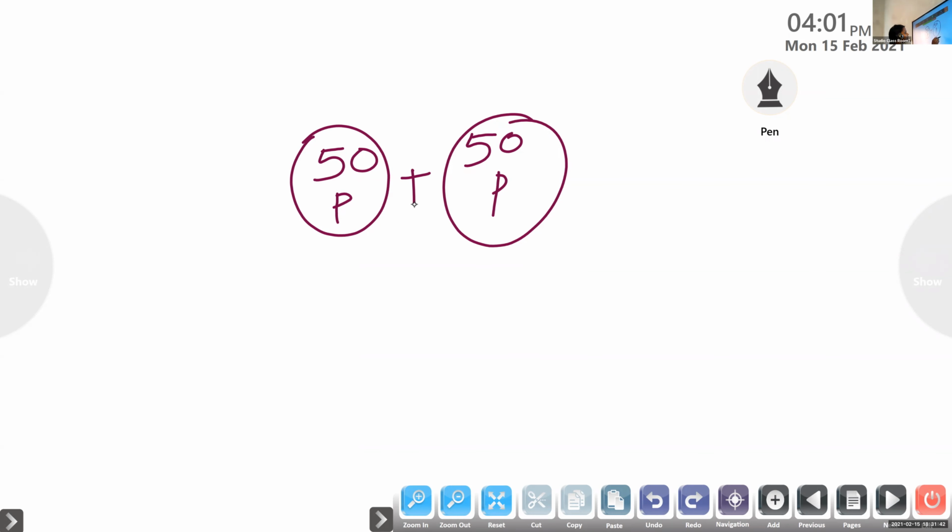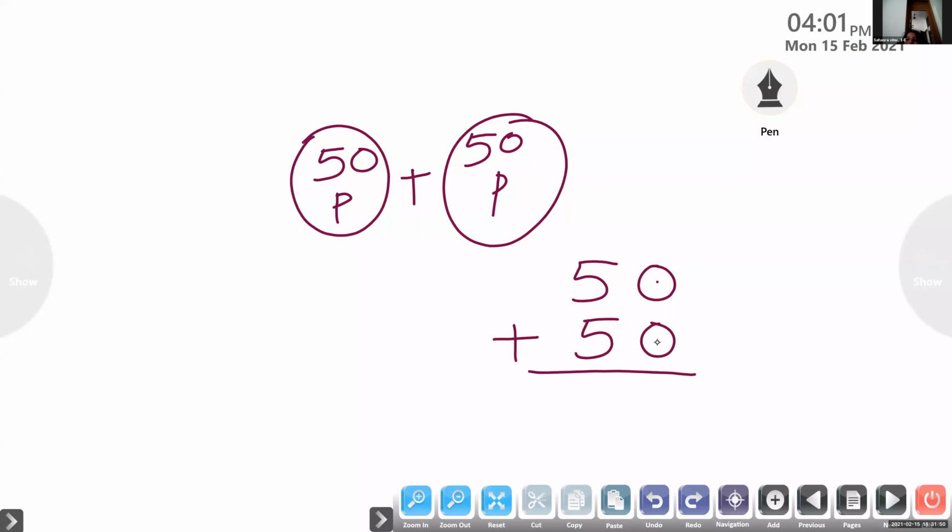Very good. Now let us add 50 plus 50. At one's place we have 0 plus 0. What is the answer, 0 plus 0, Aradhya? 0. 0 plus 0 is equal to 0. At ten's place we have 5 plus 5. What is the answer, 5 plus 5? 10.